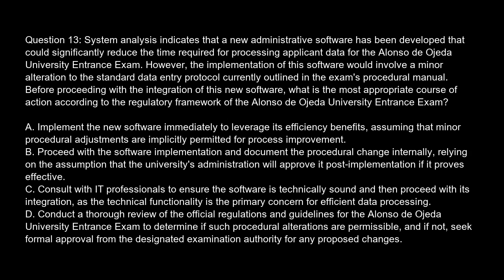Option A. Implement the new software immediately to leverage its efficiency benefits, assuming that minor procedural adjustments are implicitly permitted for process improvement. Option B. Proceed with the software implementation and document the procedural change internally, relying on the assumption that the university's administration will approve it post-implementation if it proves effective.